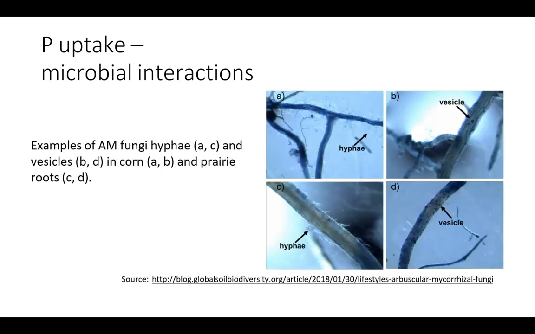This shows you some microbial interactions. You're looking at examples of vesicular arbuscular mycorrhizal fungi. You can see the fungal hyphae in A and C coming out of the root. The hyphae are very thin filaments, and it helps bring out the material. You can see the vesicles on these in B and D. The top line A and B are corn roots, the bottom line C and D are prairie roots. These are very important in helping the plant absorb phosphorus out of the soil environment.